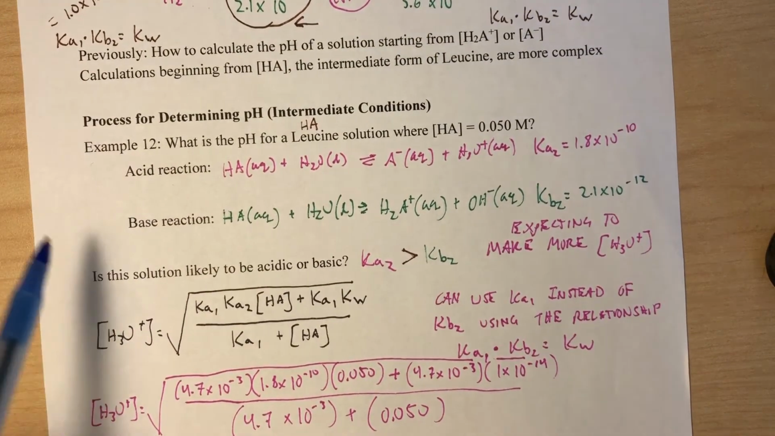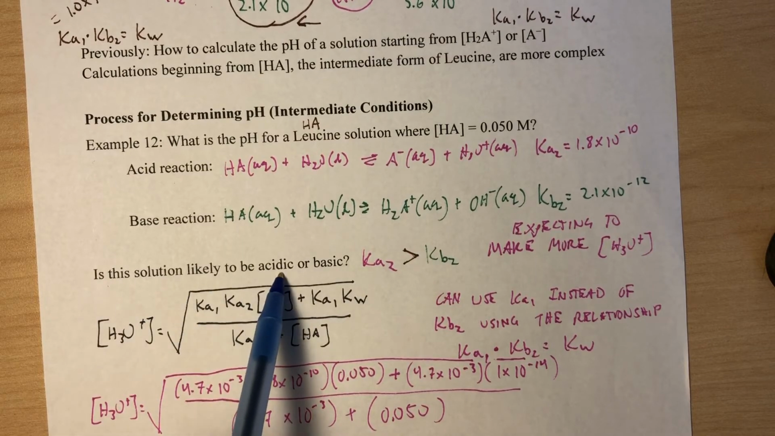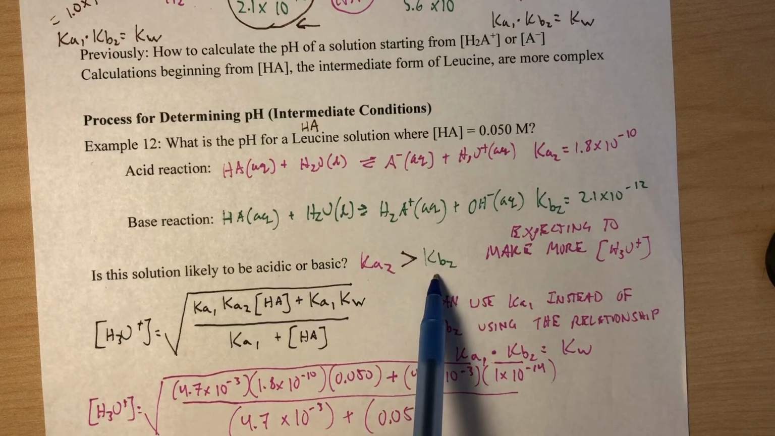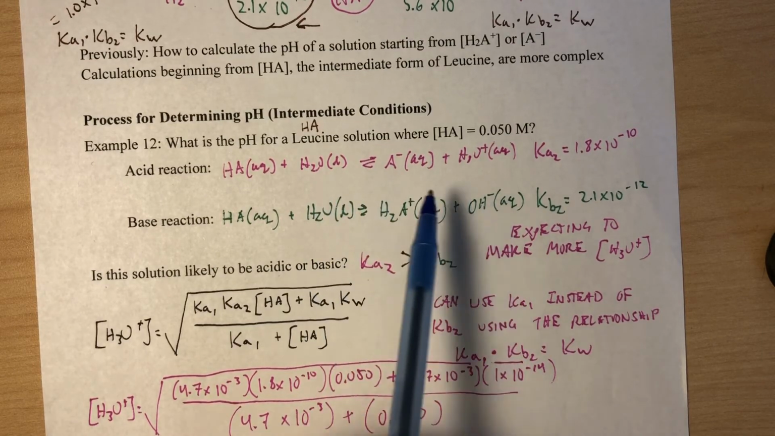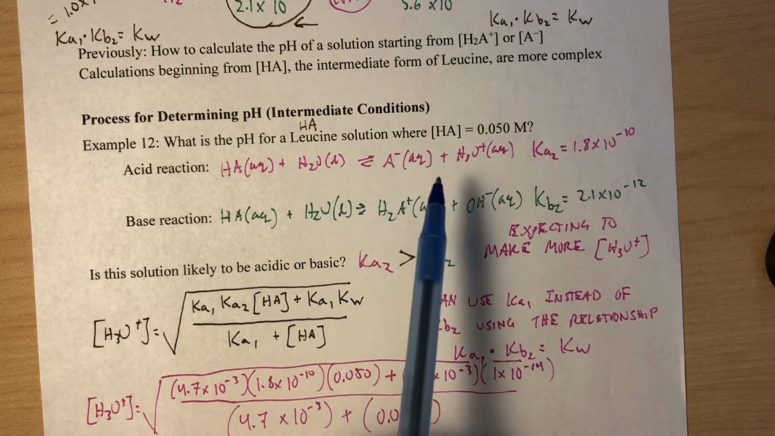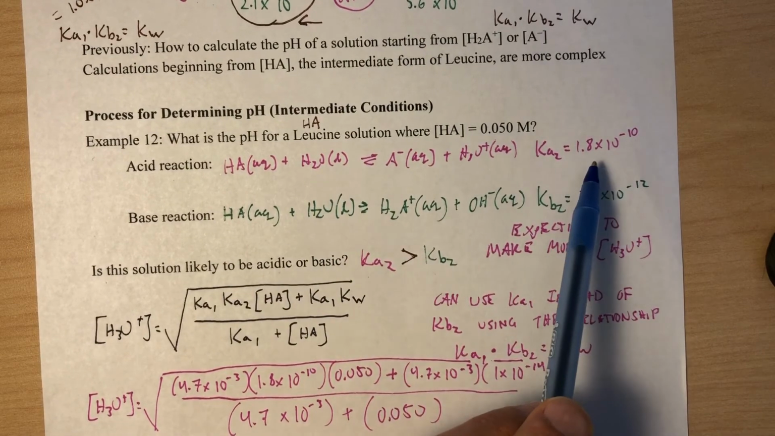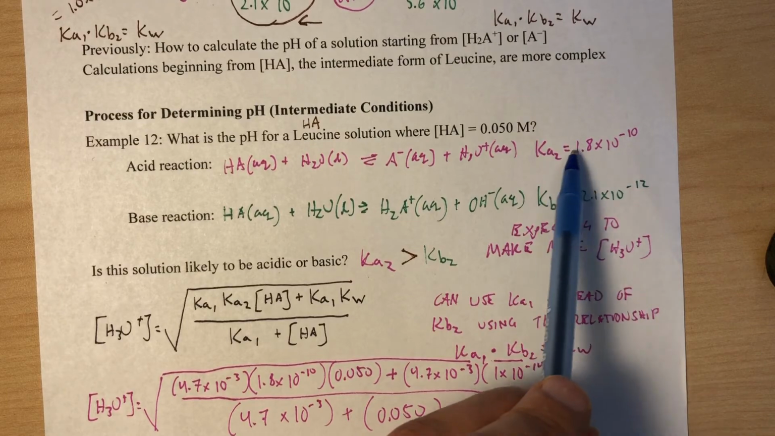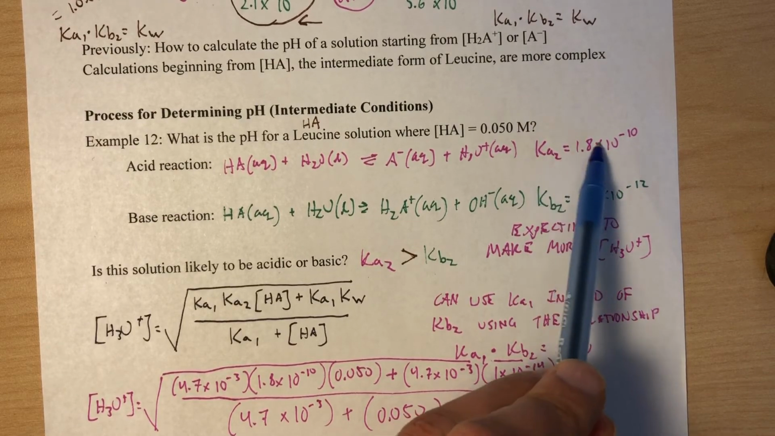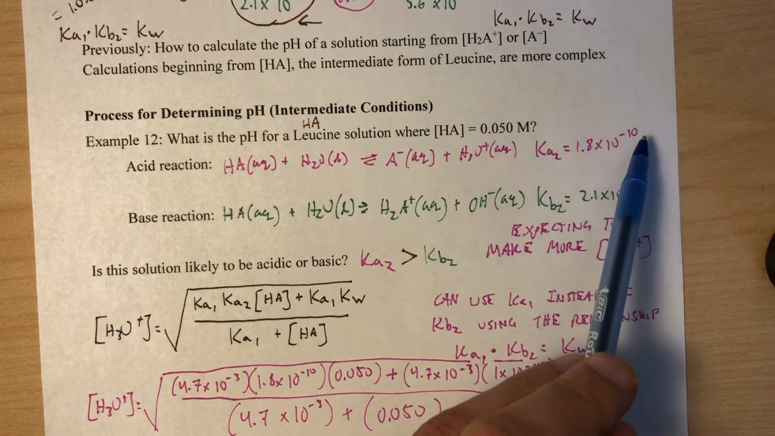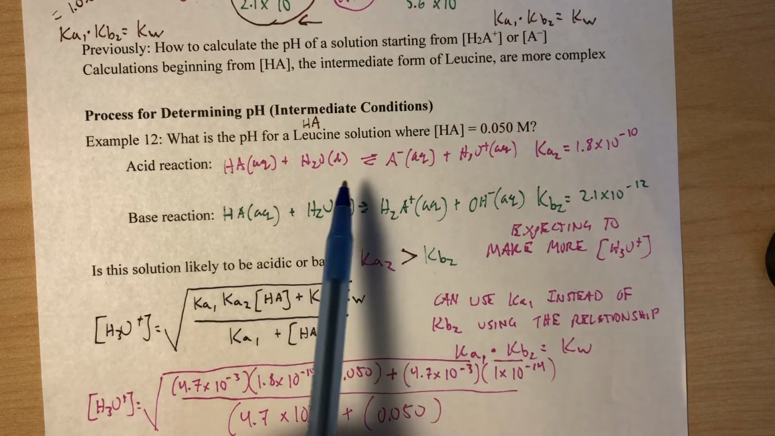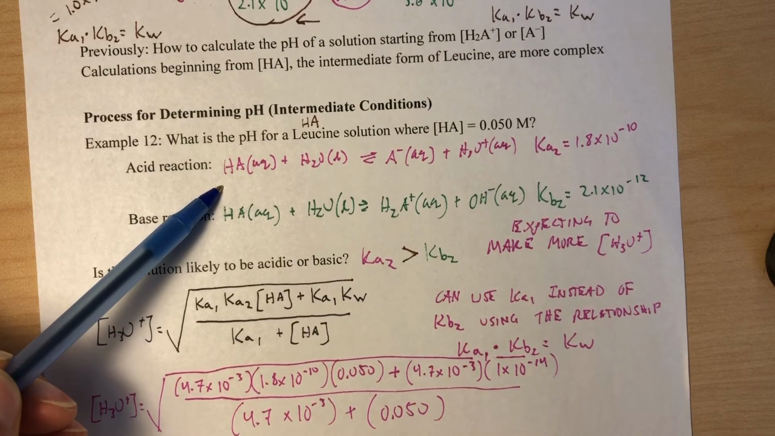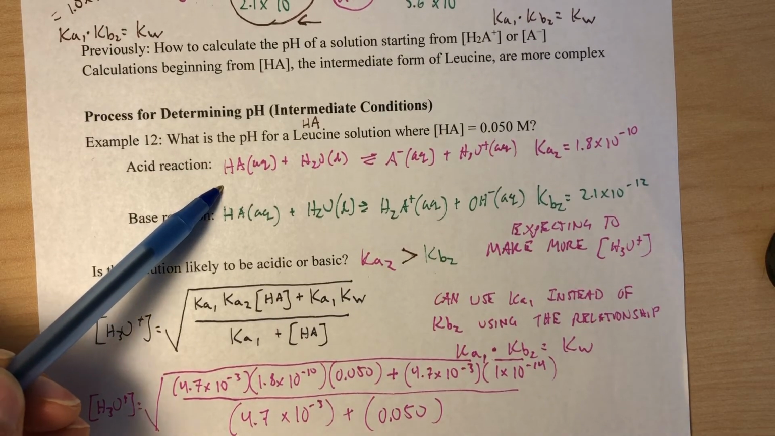Now, is the solution likely to be acidic or basic? Well, Ka2 is greater than Kb2. So if there's a battle between which direction HA is going to react in, Ka2 is a greater number. It has a smaller negative exponent. So it's more acidic than it is basic, slightly. Both of these numbers are very small. But HA can slightly react better as an acid, so we would expect this solution to be slightly acidic.